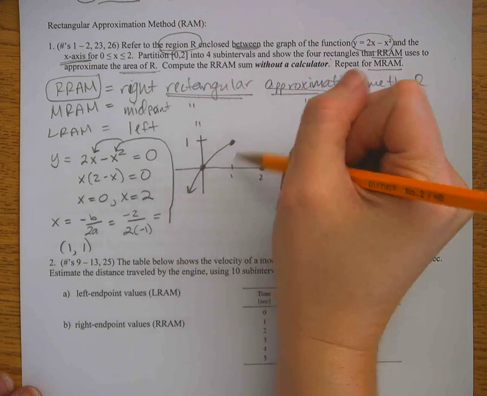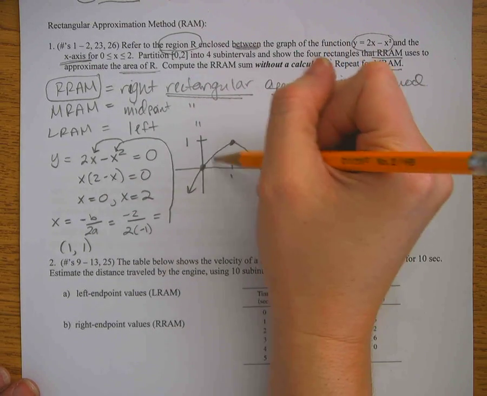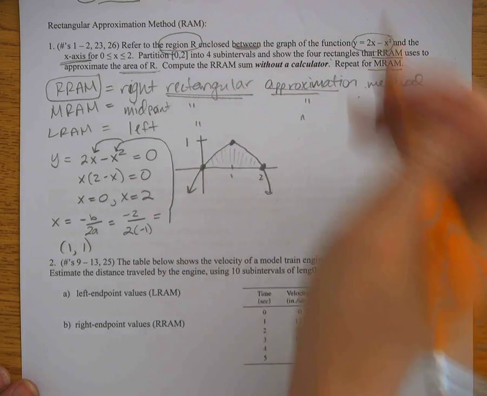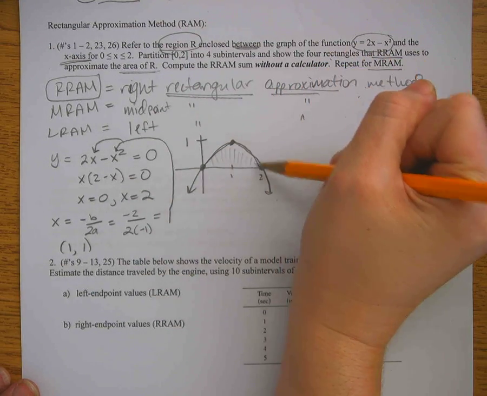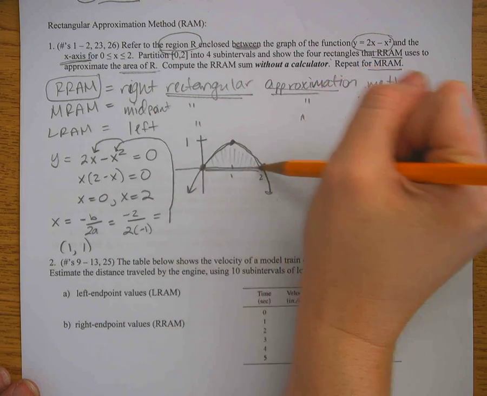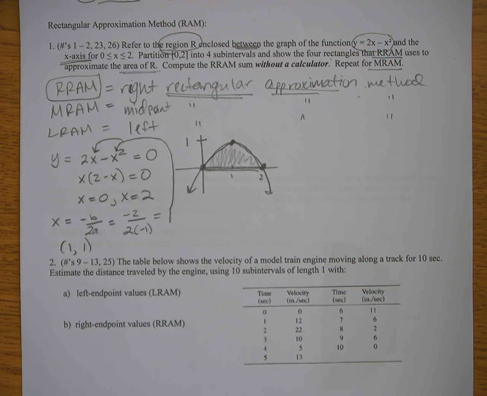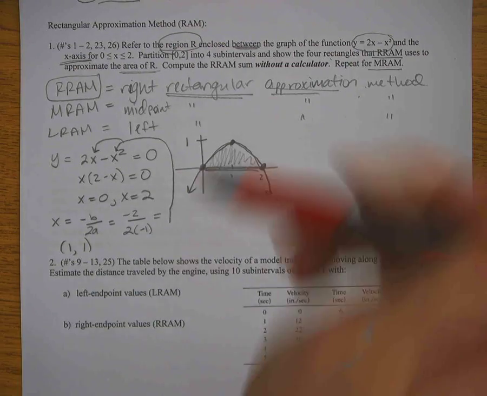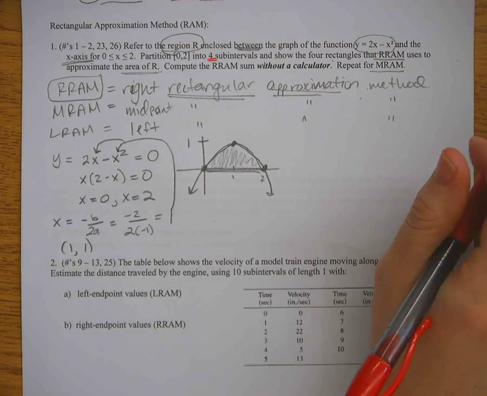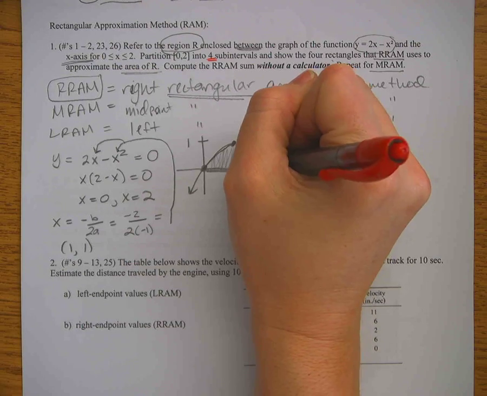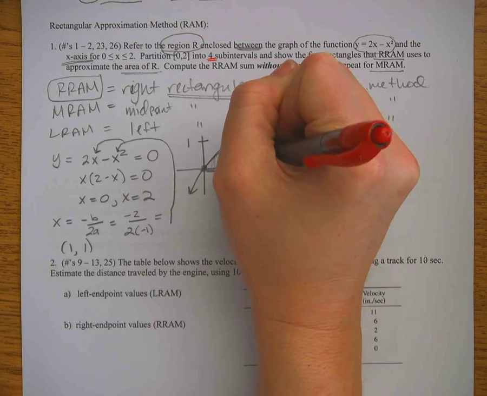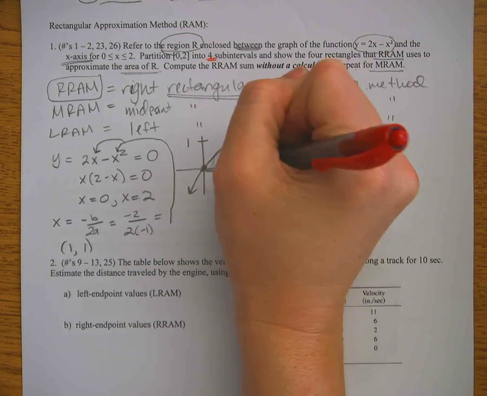All right, so there is my region. My region is this stuff in here, because remember, it's between the curve and the x-axis. So there's our area right there. Okay, but I'm asked to split that area into 4 subintervals. Right now it's kind of split nicely into 2, and I'm going to go ahead and split those in half.